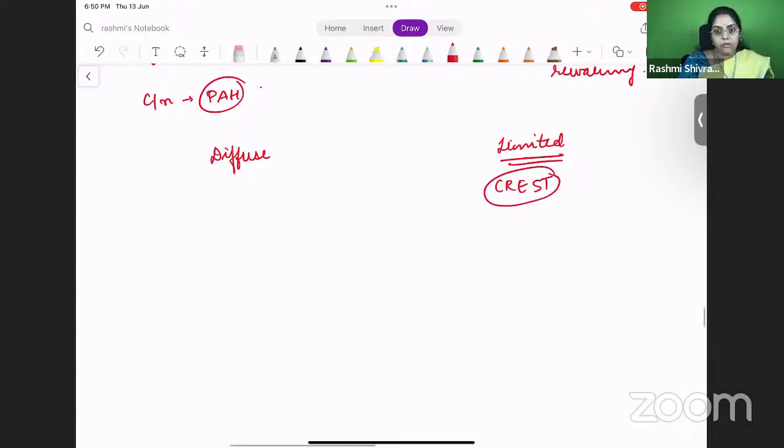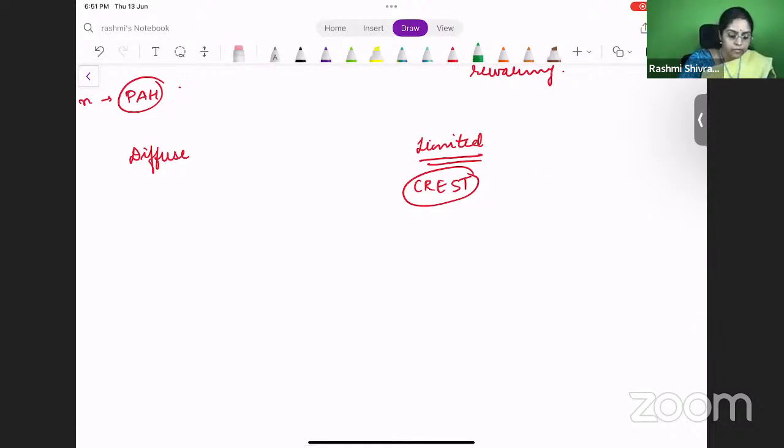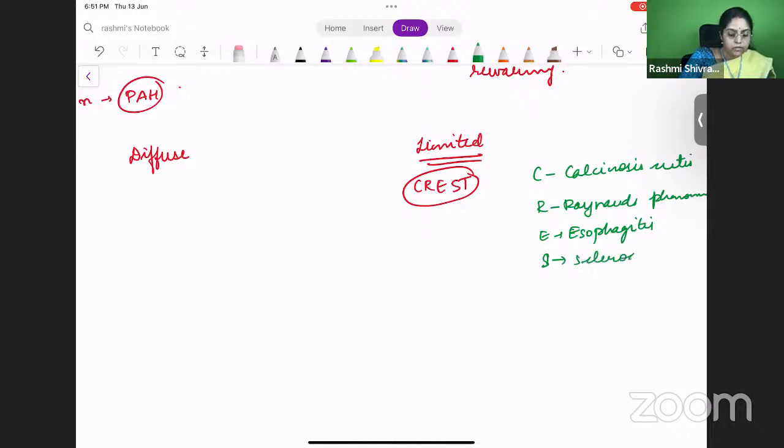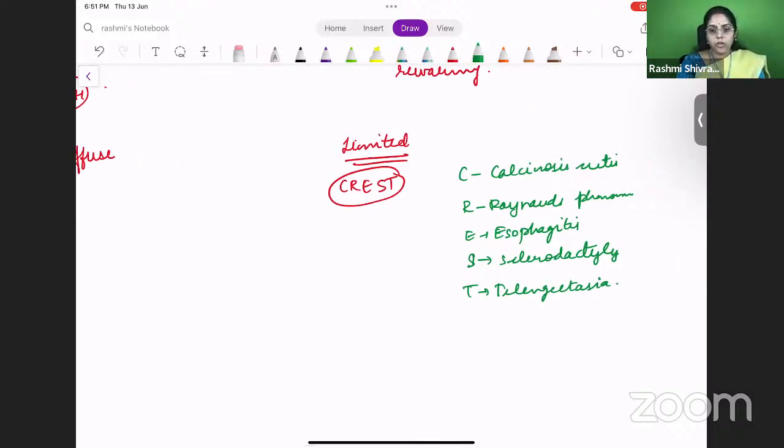So this you must remember. What is this CREST syndrome? What does it mean? C is for calcinosis cutis. R is for Raynaud's phenomenon. E is for esophagitis. Then S is for sclerodactyly and T is for telangiectasia. This CREST syndrome you must remember because they ask these questions very commonly.